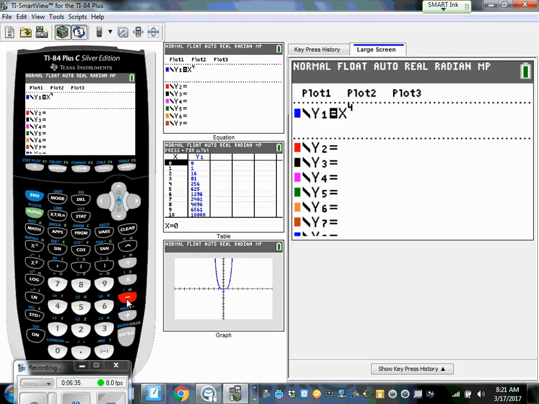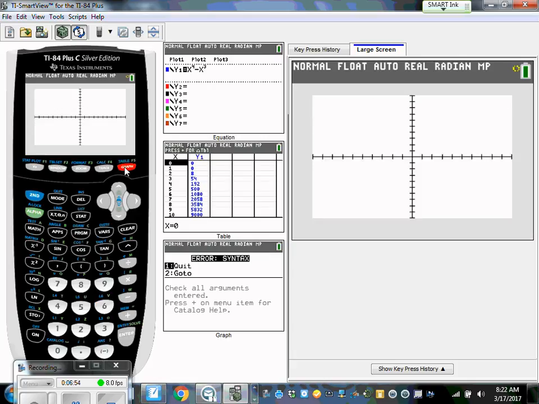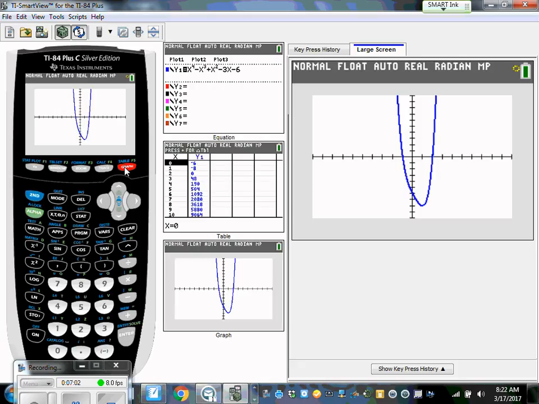All right, so minus x to the third. Make sure you drop that cursor back down. Plus x squared, minus 3x, minus 6. Okay, just typing in the equation on there. Remember, then we hit graph. Beautiful, right? That's what it should look like. Anybody's not look like that?